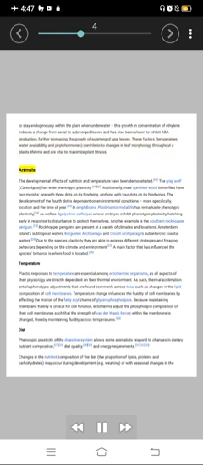The developmental effects of nutrition and temperature have been demonstrated. The gray wolf, Canis lupus, has wide phenotypic plasticity.